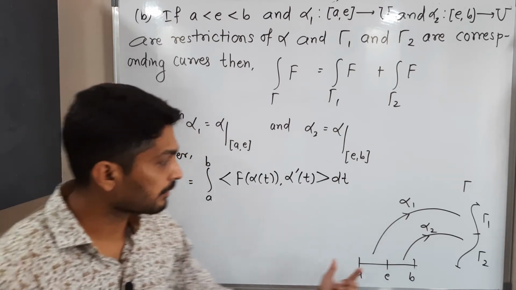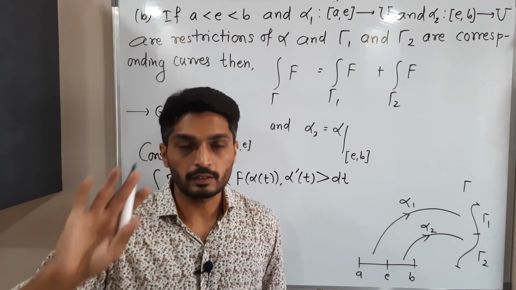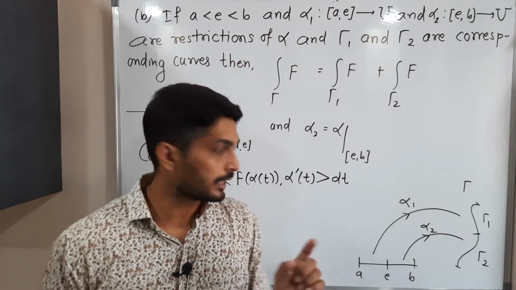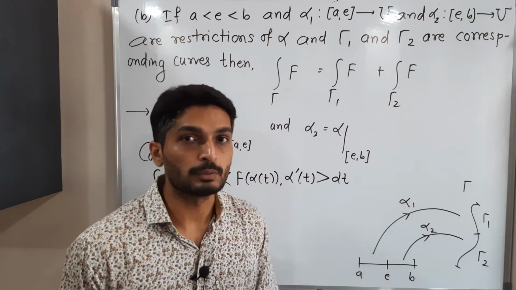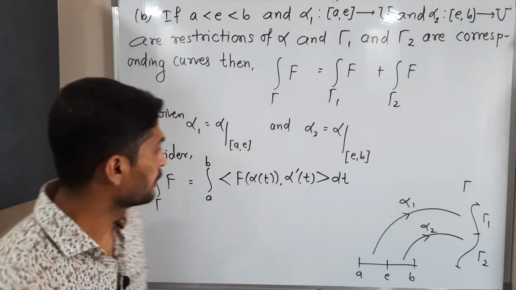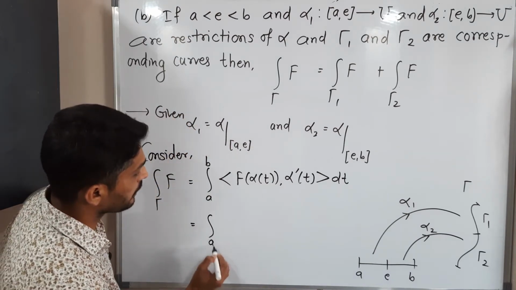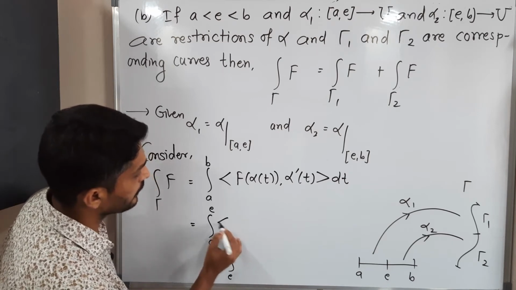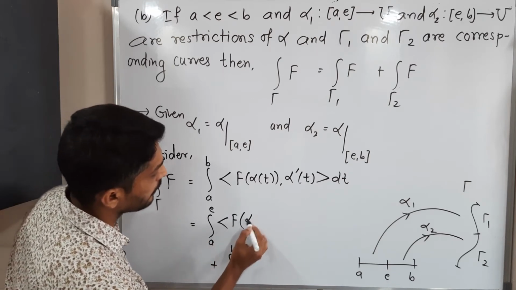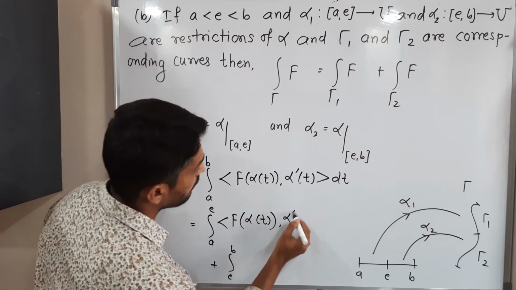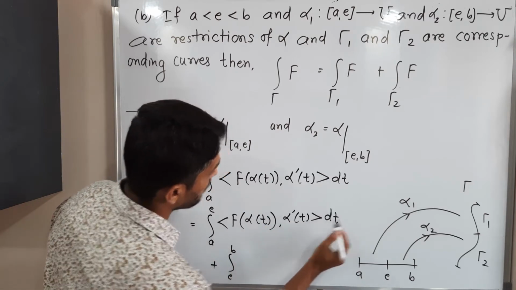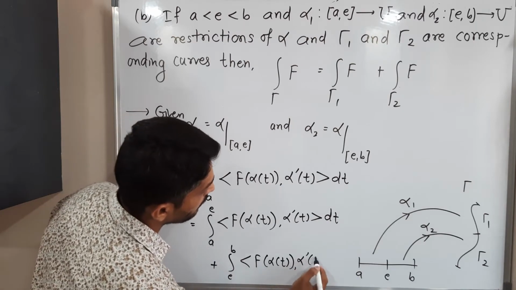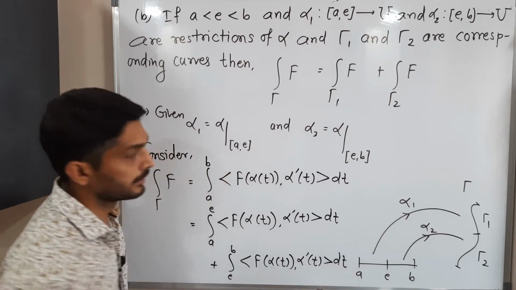Okay, so you know that when we have a real integral from A to B, and we take any additional point E between A and B, then we write integration A to E plus integration E to B. The same property of real integrals I am going to use here. So this is equal to integration A to E plus integration E to B, of the inner product f of alpha of t, alpha dash of t dt, and here also the inner product f of alpha of t, alpha dash of t dt, right?